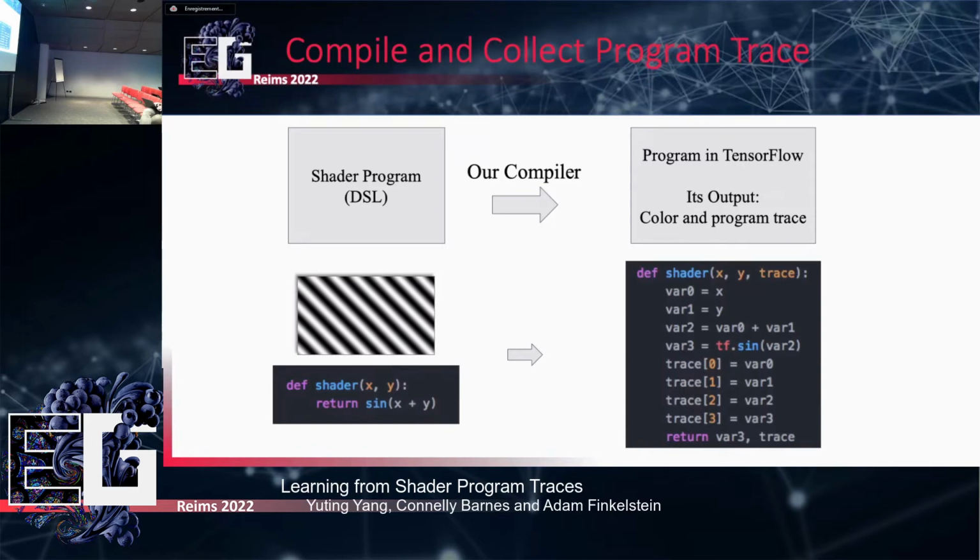On the left is an example that generates the striking pattern in our DSL. On the right is the compiler-generated TensorFlow program that also collects the intermediate values in the program trace. Because each trace has a spatial size that's the same as the output, the computation is embarrassingly parallel and needs minimum modification for downstream deep learning models.